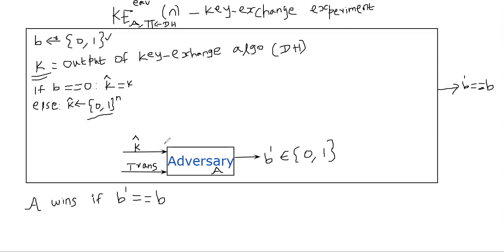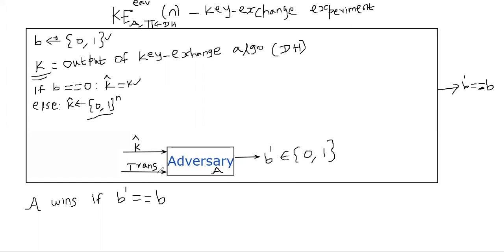And now we call the adversary and we pass a few things to the adversary. We pass the key K cap. The adversary doesn't know B, and of course he doesn't know the key K. He only knows that somebody is calling him, and K cap is the input. K cap, remember, can be the actual key that we got from Diffie-Hellman key exchange, or it could be a random n-bit number. The adversary doesn't know that yet.